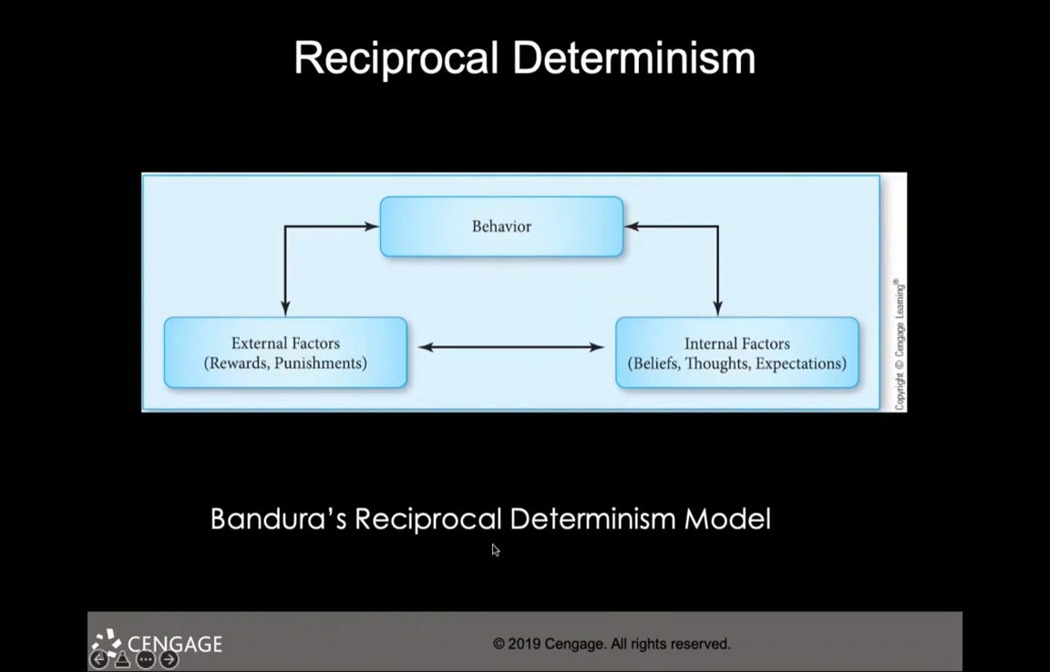Here you see Bandura's reciprocal determinism model, and what it's basically saying is that your external factors, which are rewards and punishments, interact with your internal factors in a reciprocal manner. So you have beliefs, thoughts, and expectations, and both in turn feed behavior. This one feeds behavior, behavior feeds external factors, and it's like a feedback loop.